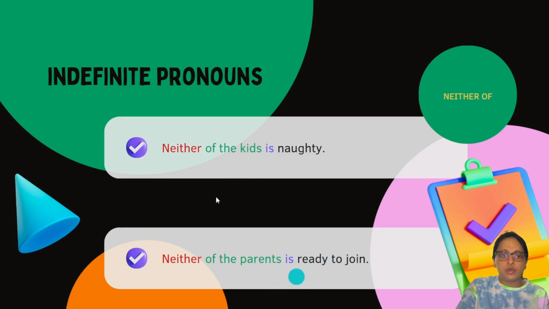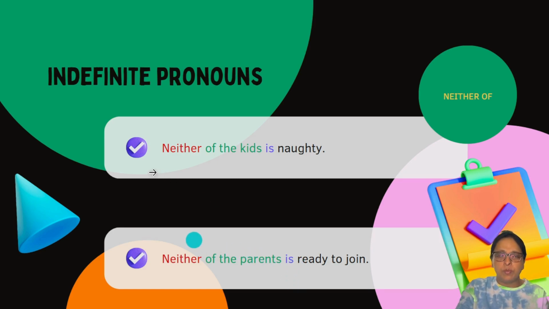So why have we put "is" here if we are using "parents" here? Again, in a similar way, "of the parents" is a prepositional phrase. Therefore, "neither" is an indefinite pronoun. Now, we know that if there is a prepositional phrase, we need to take it out and try to answer the question. If we take "the parents" out, then we can see that "neither" is an indefinite pronoun and it will definitely take a singular verb. Therefore, we have put "is".